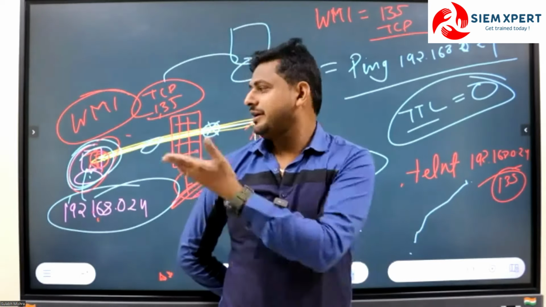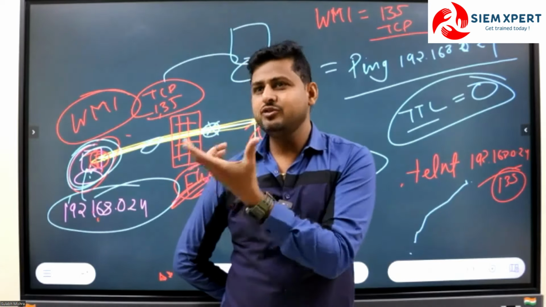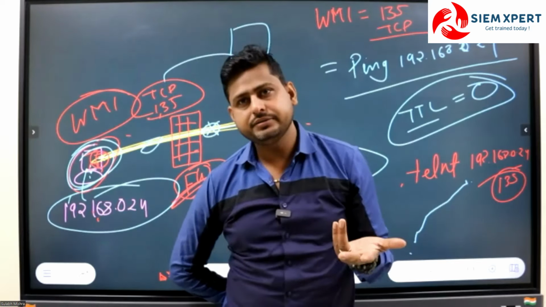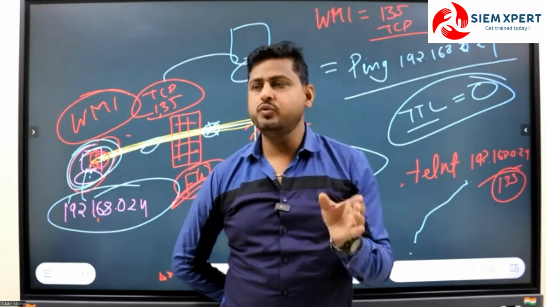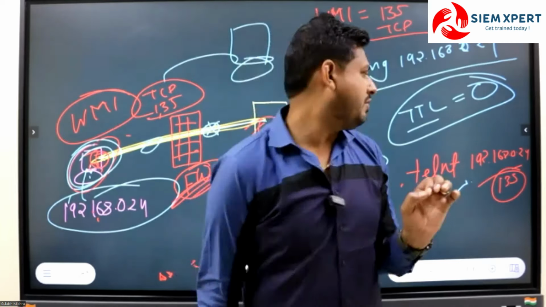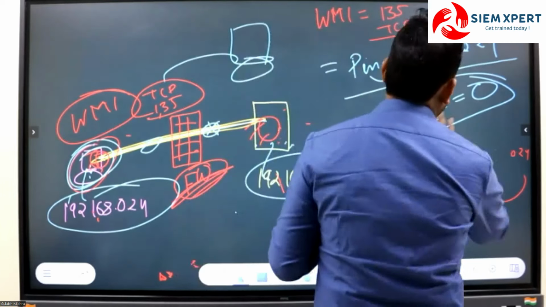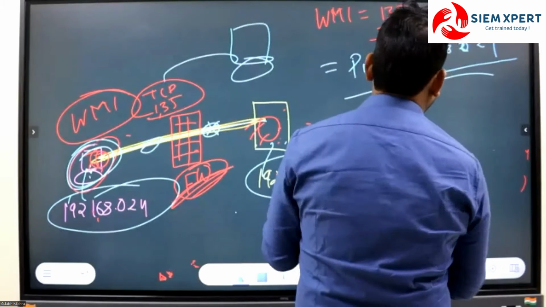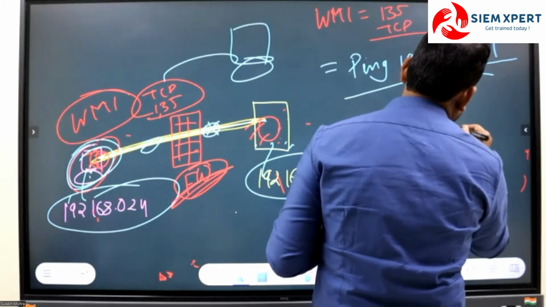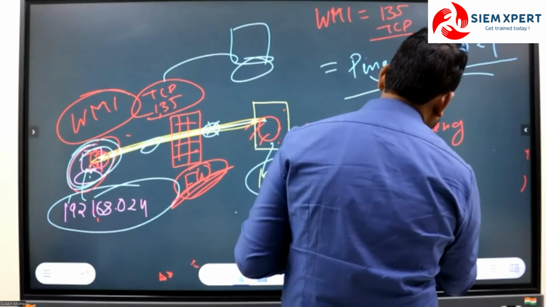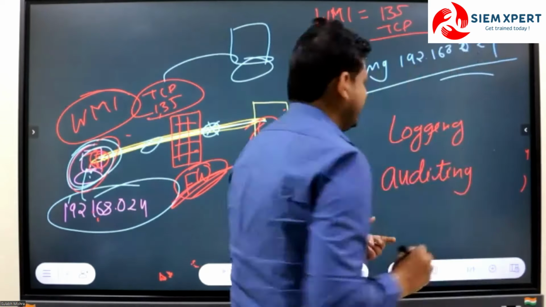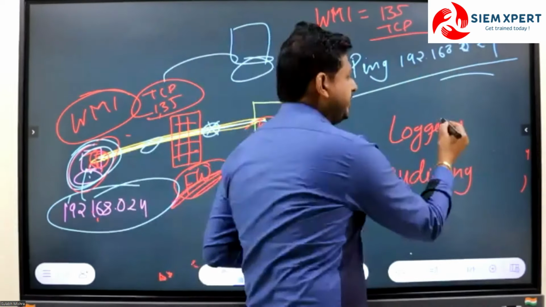Similarly, activity is already happening on the device. If it is not recorded, you will not come to know. That means if logging is not enabled, it will not record. So we use the word logging or auditing. Logging or auditing. Right?